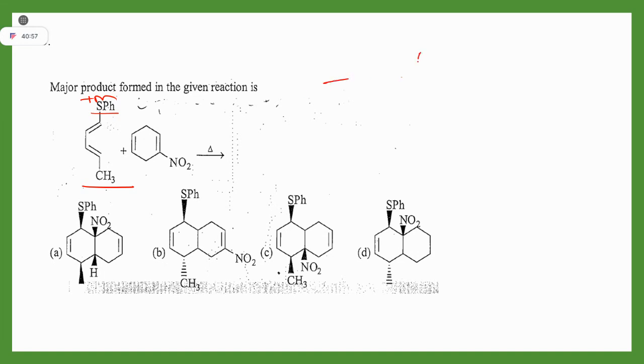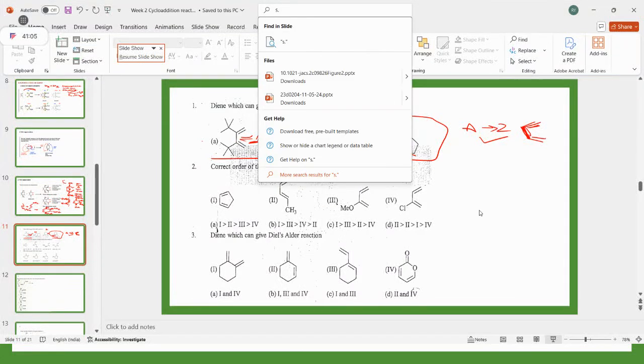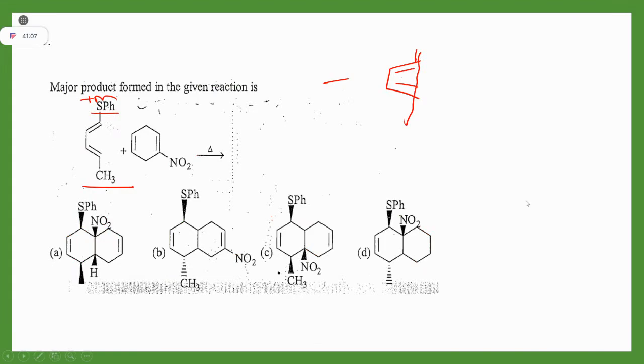if you draw on a line, SPh, SPh, and here methyl will come. Okay. Now, among these two olefins in cyclohexadiene, let's say this is part 1, this is part 2. Which will behave here as the dienophile, 1 or 2?